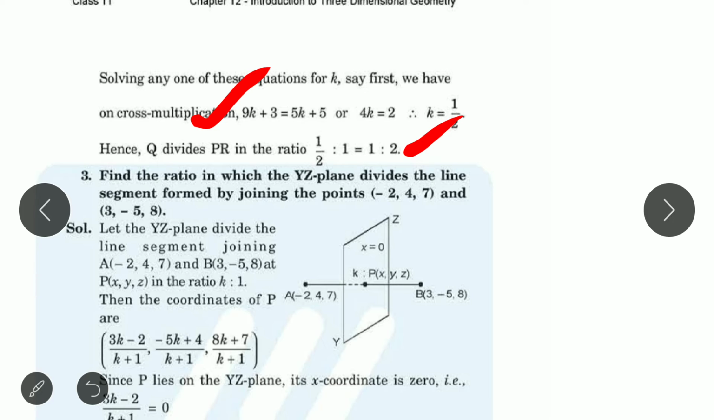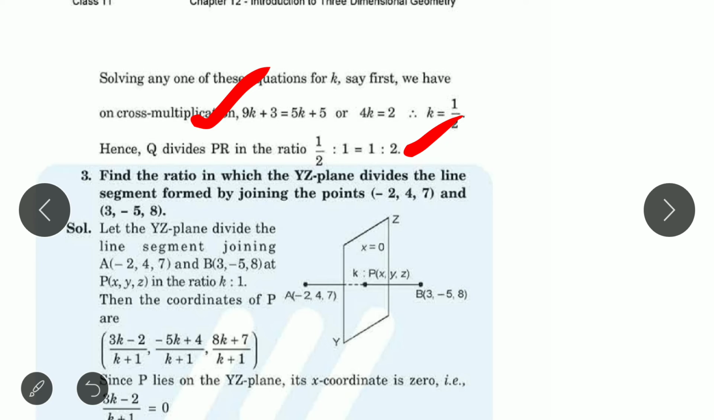First important point to be noted. In exercise 12.1, we have learned the equation of the YZ plane. Which one is missing? X is missing. So the equation of the YZ plane is x = 0. The one which is missing will be equal to 0. So here the equation of the YZ plane is x = 0. We are going to use this point in further steps.